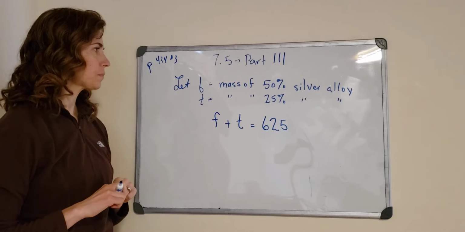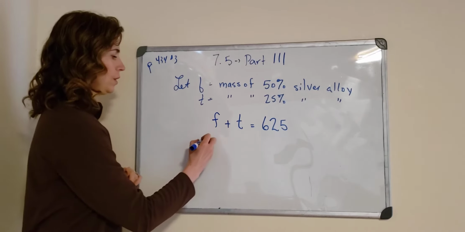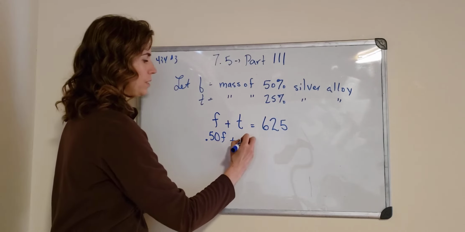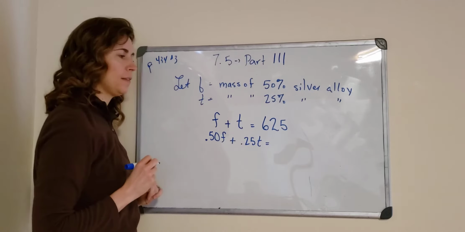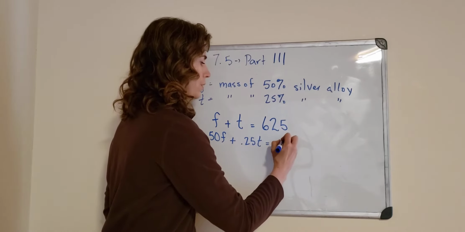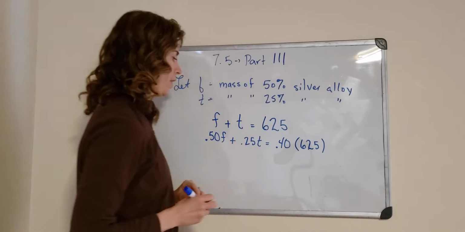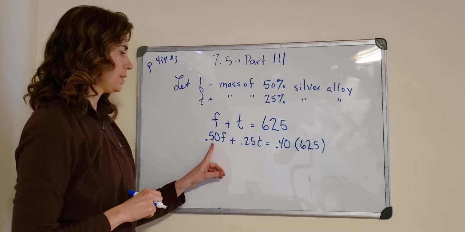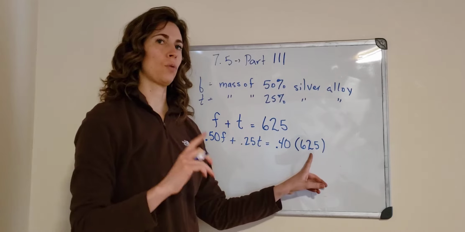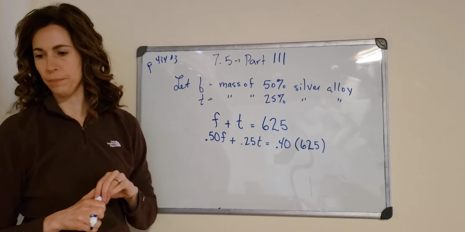Now the second one, they told us that this mass has a 50% silver alloy, okay? So I put in my 50% times F, this one they told us is 25%. And then they told us that the final one has to be 40%. So I'm going to take that 40% and multiply it by the 625, just like I multiplied these by the mass, I'm multiplying my 40% by the mass of the total, okay? So now we've got our two equations set up and we're going to solve them.